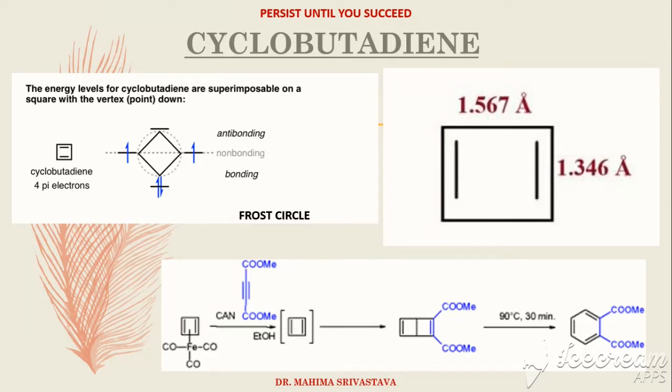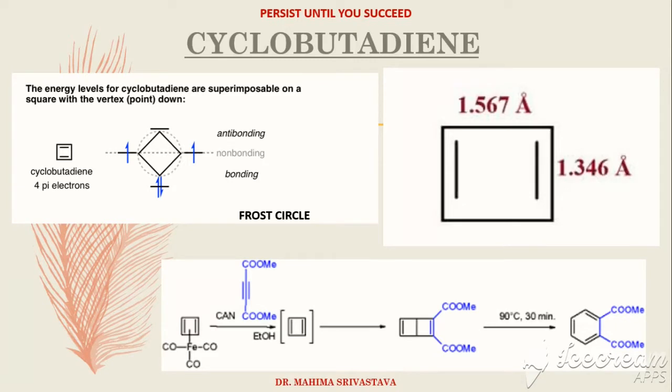Cyclobutadiene is supposed to be a square, but the geometry is not a square. Instead, it's more of a rectangle due to the difference in carbon-carbon single and carbon-carbon double bond. Usually, it is drawn wrongly as a square. Now, the carbon-carbon single bond length comes to be 1.567 angstrom, whereas the carbon-carbon double bond length comes to be 1.346 angstrom. And this difference in bond length assigns a rectangular shape to cyclobutadiene.